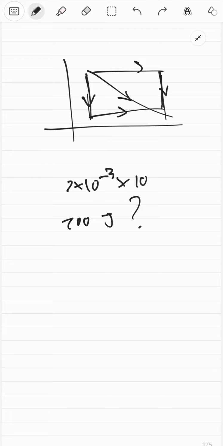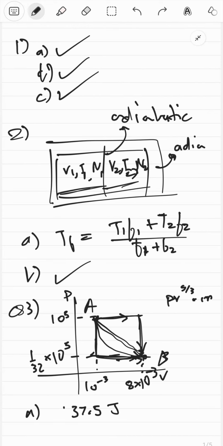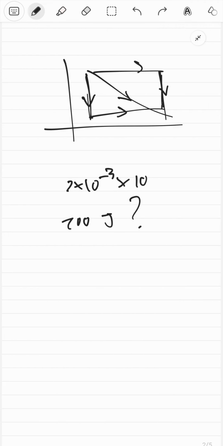Or here what we wanted was the work done again. So then work should be somewhere in between, but that's not what happened. Did I mess up while calculating the work for this thing? I guess I did. So it's just integration of PdV, right?